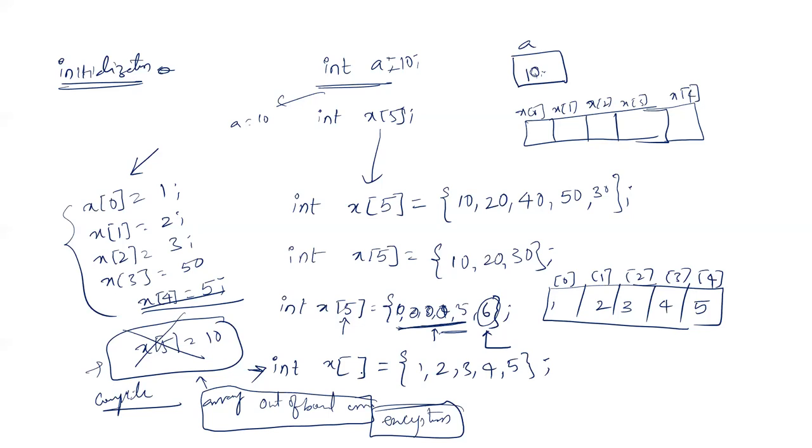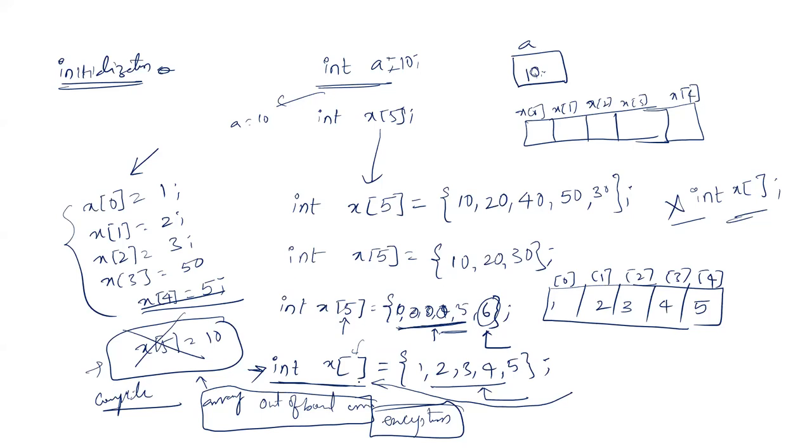Yes. The size will be however many values you initialize here, and that size will be set automatically by the compiler. Remember, giving an array without a size declaration is possible only in initialization. You cannot write x[] in a plain declaration. If you do, you will get an error. But this is possible only in arrays.